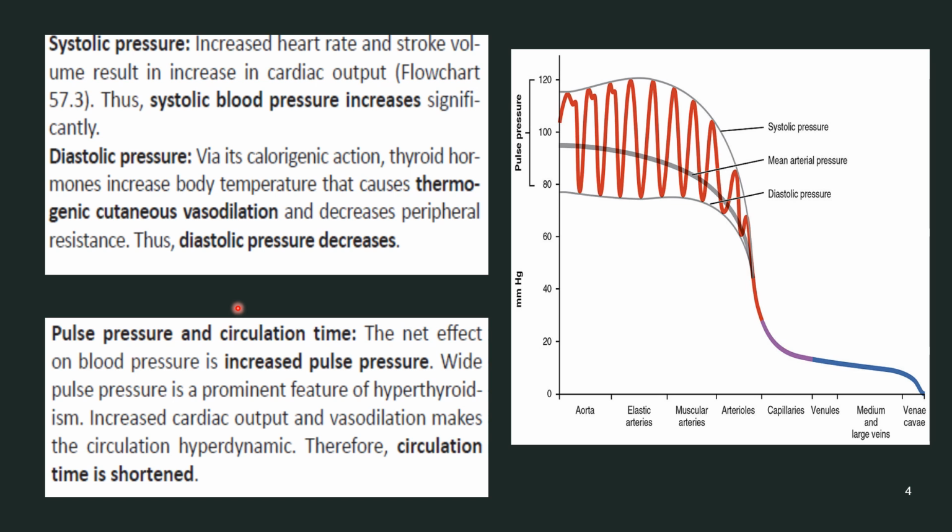So with this we can say that hyperdynamic circulation happens in thyrotoxicosis or hyperthyroidism. Why? Because thyroid hormone in the cardiovascular system will raise the systolic blood pressure, heart rate, cardiac output and contractility, but at the same time it will cause a reduction in the peripheral vascular resistance and diastolic blood pressure. So the pulse pressure is increased and the circulation time is decreased. So this increased cardiac output and vasodilatation will make the circulation hyperdynamic.